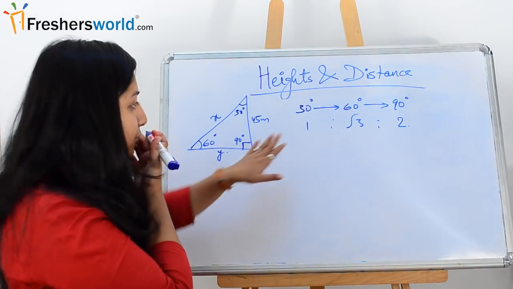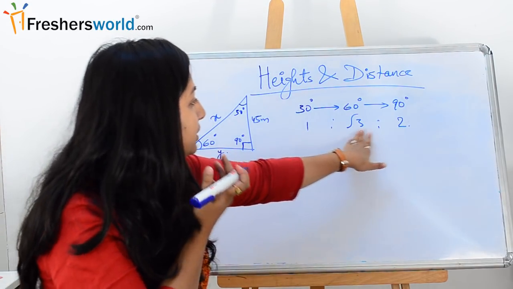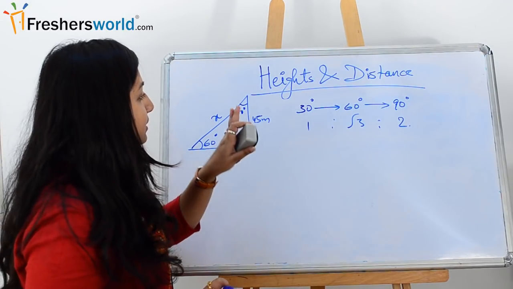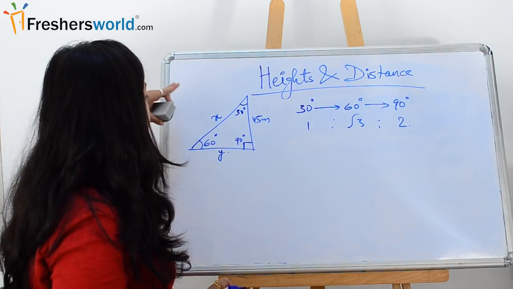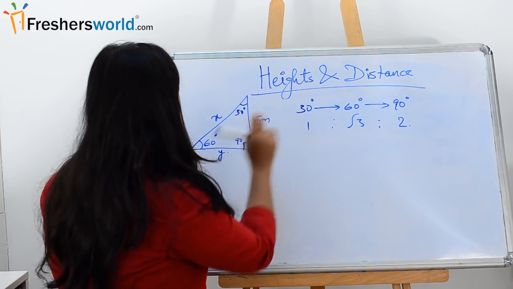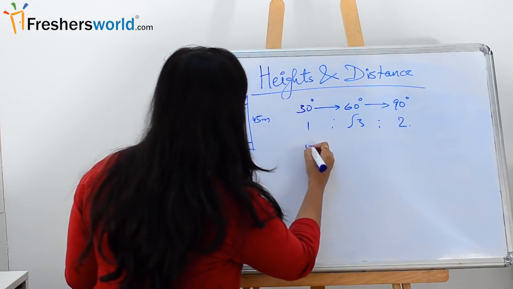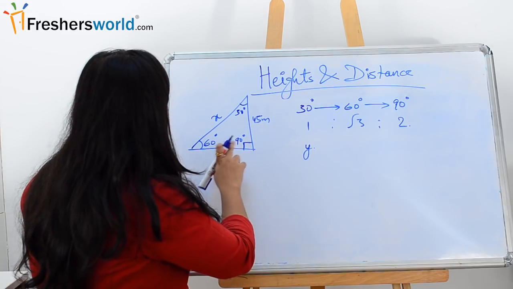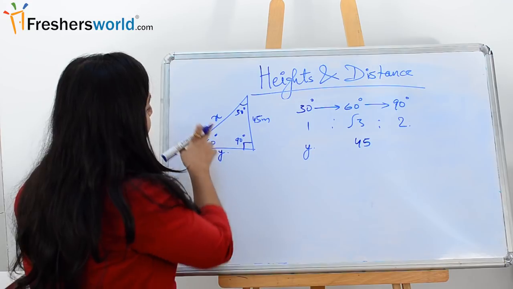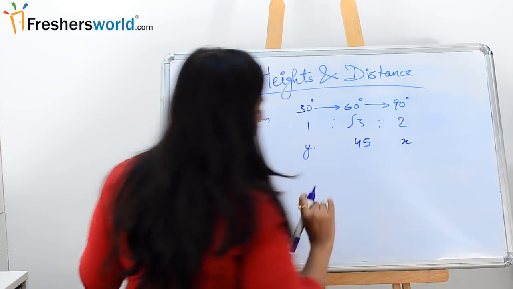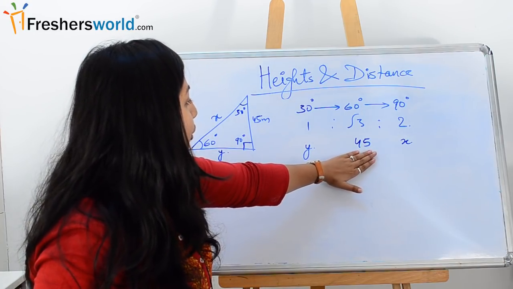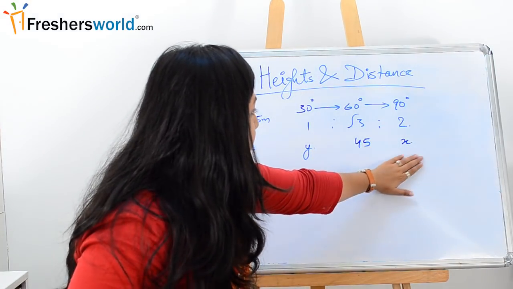Okay, from the ratio we have 1:√3:2. Now, let's try to implement this ratio into this problem. The side opposite to 30 degree is y, the side opposite to 60 degree is 45, and the side opposite to 90 degree is x. Now the known value here is 45. Let's try to equate this 45 with all these three values.